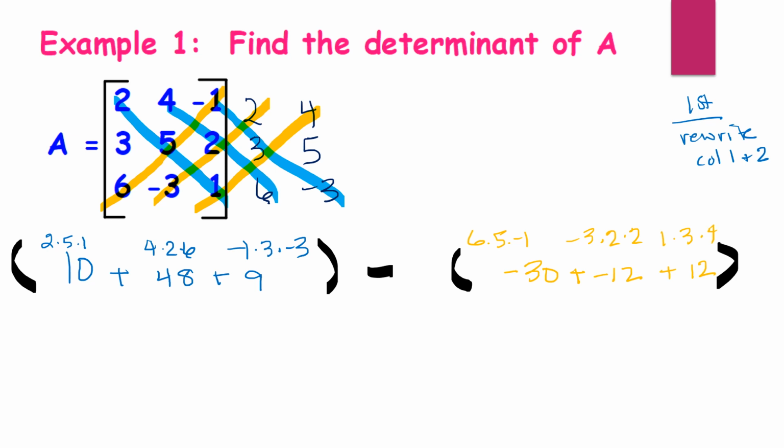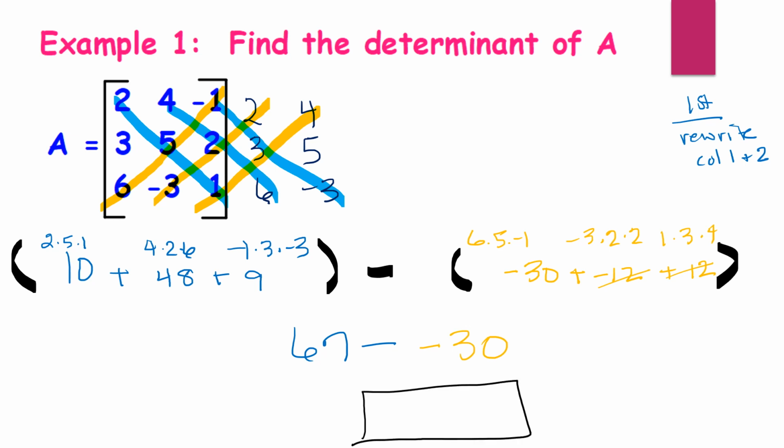So now we are going to simplify. My down diagonals have a sum of 58 and 9. So 58 and 9 would give me 67, minus, and our other diagonals, -30 minus 12 plus 12. So those guys eliminate, just giving me minus -30. So the determinant of this 3 by 3 is 67 minus -30, which is 97.